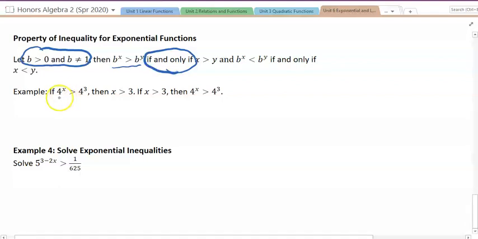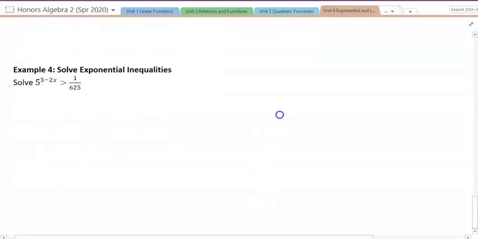And so we see it with the example here, 4 to the x is greater than 4 to the third, so x has to be greater than 3, right? Because 4 to the fourth would be greater than 4 to the third, right? Because 4 to the fourth is 256, 4 to the third is 64, right? And so let's solve this exponential inequality here.